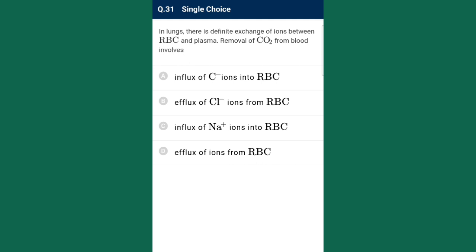After the exchange of gases at the alveolar level, the gases are transported. Oxygen and carbon dioxide are transported by the blood. There are three main ways carbon dioxide is transported. Nearly 7% in the dissolved state in the plasma of the blood, 23% in the form of carbaminohemoglobin, and 70% in the form of bicarbonate ions. So the answer is option B, efflux of Cl- ions from RBC.